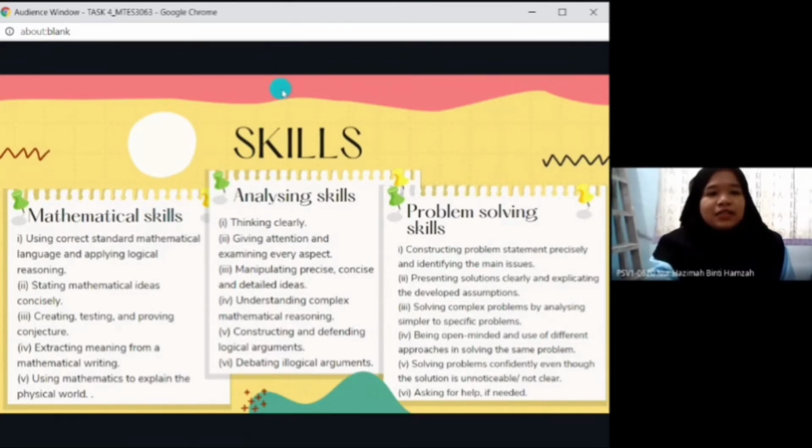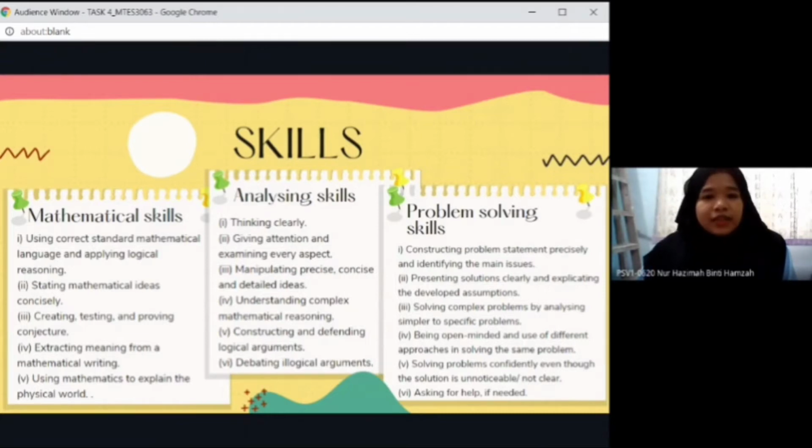There are 6 skills. The first skill is the mathematical skills that includes 5 elements. Number 1, using correct standard mathematical language and applying logical reasoning. Number 2, stating mathematical ideas concisely. Number 3, creating, testing and proving conjecture. Number 4, extracting meaning from a mathematical writing. And number 5, using mathematics to explain the physical world.